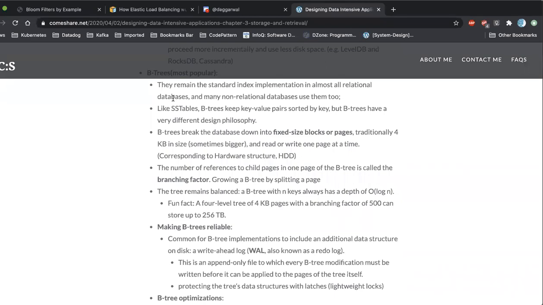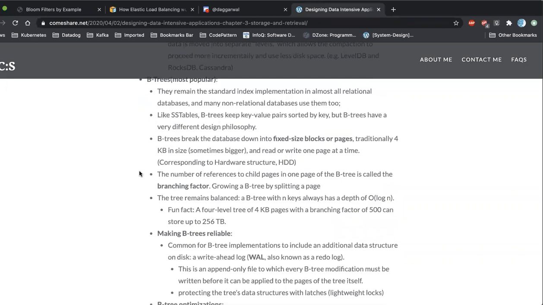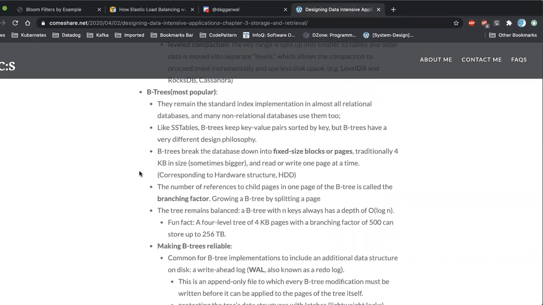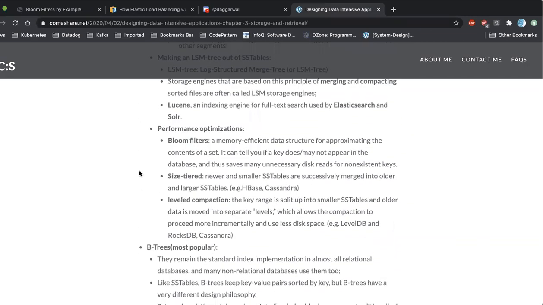Okay, so any other interesting things that you have found with B-trees? I think there are some more optimizations, but basically that's what I understood when I read through it. These are the two important things when we compare it with LSMs.